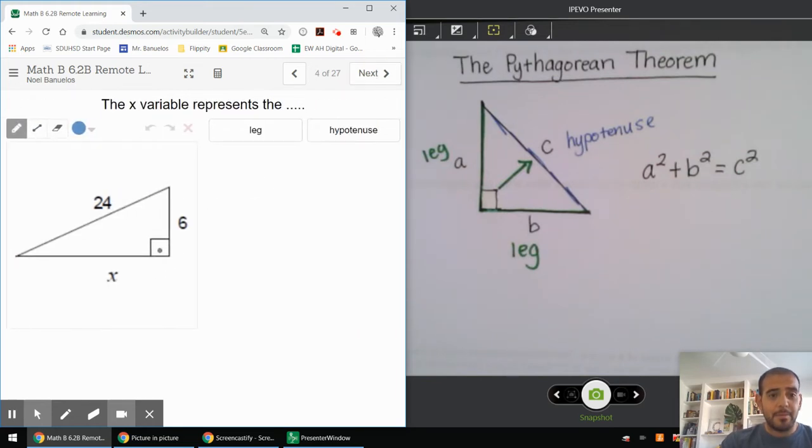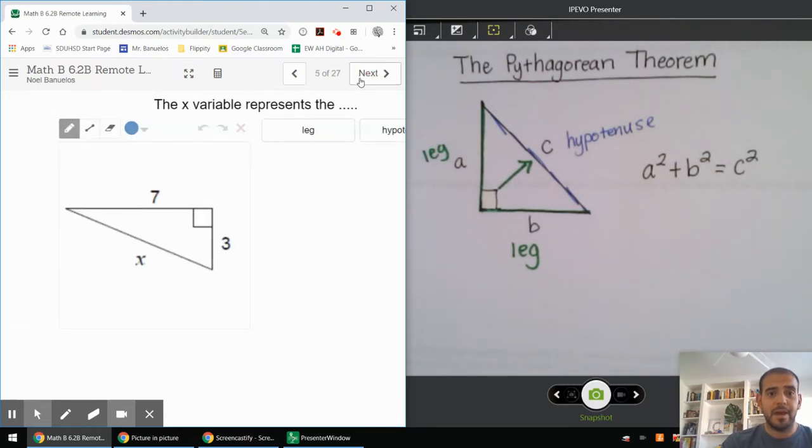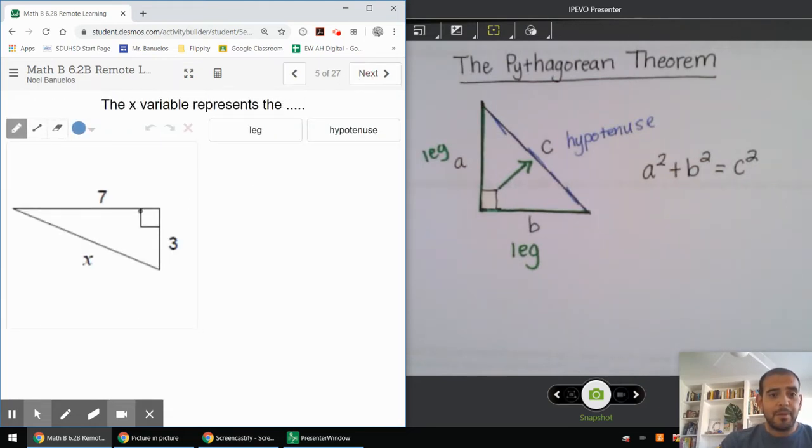Next, here's my right angle. So everything adjacent from my right angle is considered my legs. So that means the x is considered a leg. Moving on. Here's my right angle. Side length 7 and side length 3 are adjacent to the right angle. And what's across from it is your hypotenuse. So that means x is your hypotenuse.